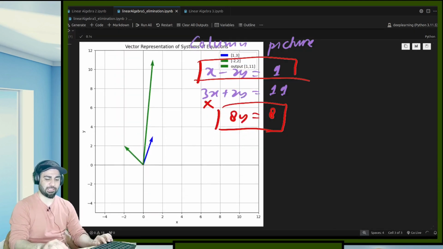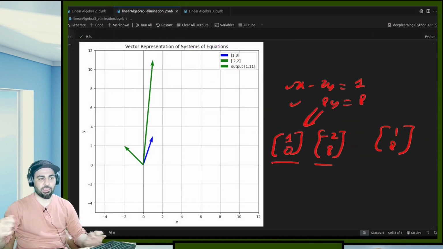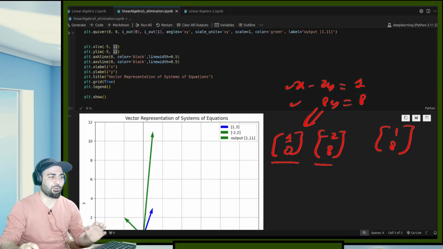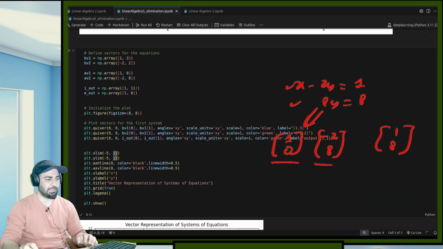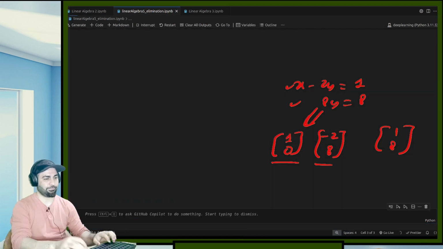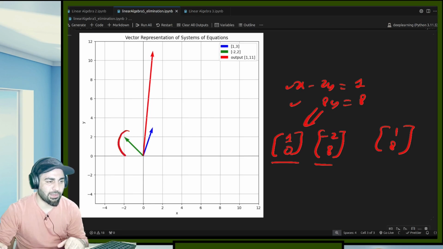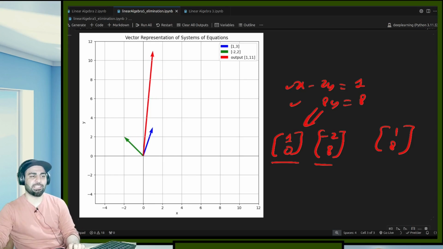Now you can see this. Maybe we should change the color of the resultant also. It is not the actual resultant, so let's put some red color. So this was our one vector, and this was the other vector. Now you want to see what combination to take to reach this. This is the vector that we have to reach.